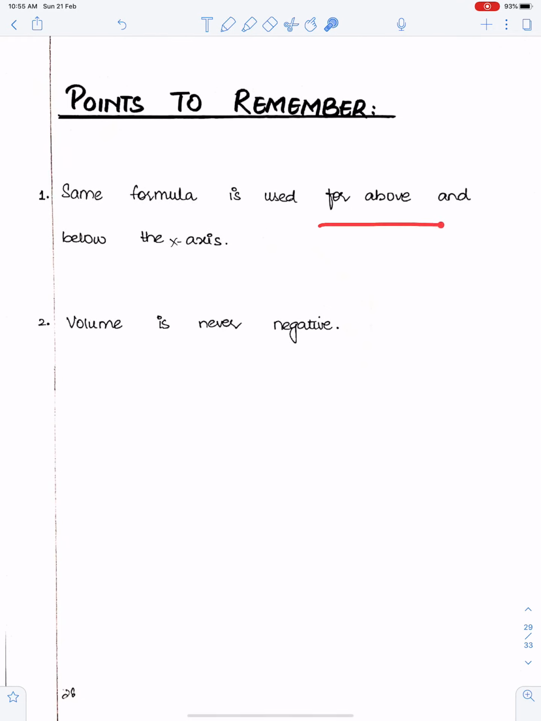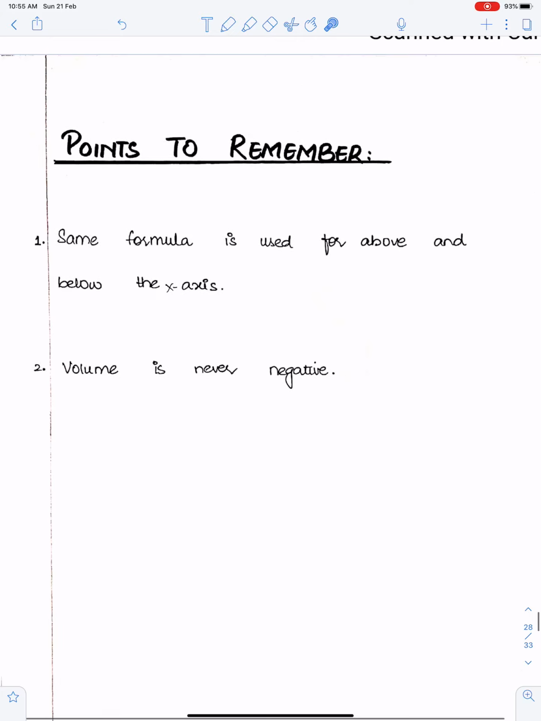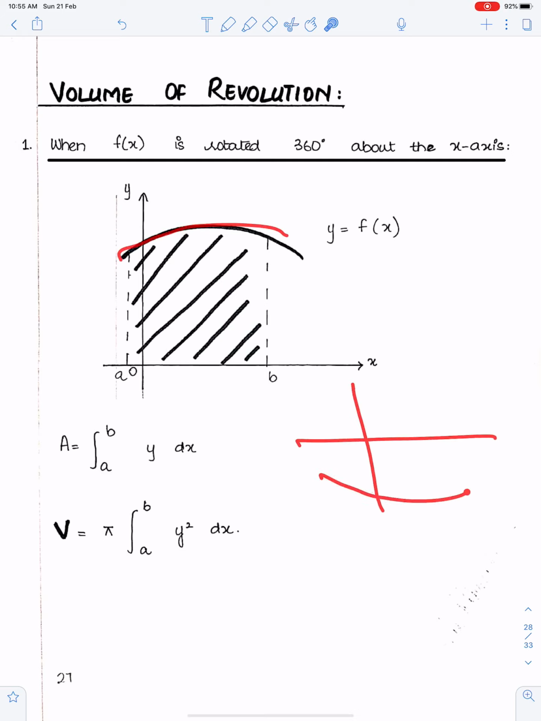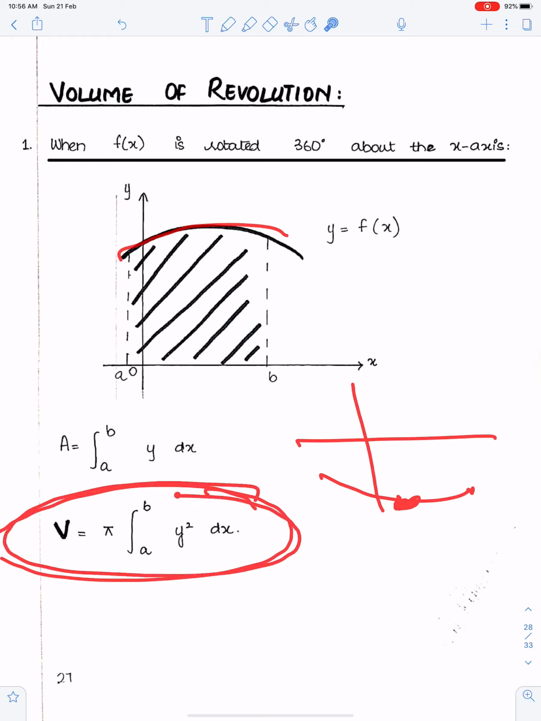The same formula is used for above and below the x-axis. Volume is never negative, whatever the curve is. If the curve is below the x-axis, use the same formula, because we get volume when the curve is rotated 360 degrees or 2 pi radians about the x-axis. So the formula will remain the same whether the curve is above the x-axis or below the x-axis.